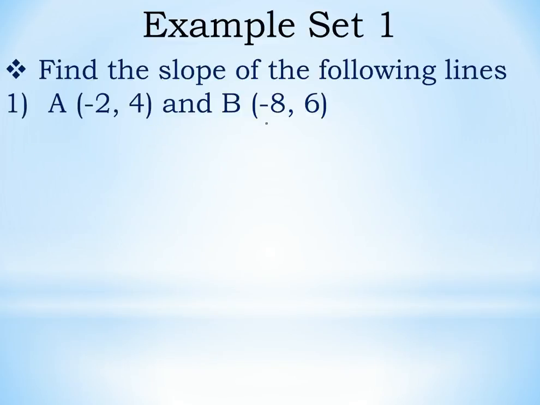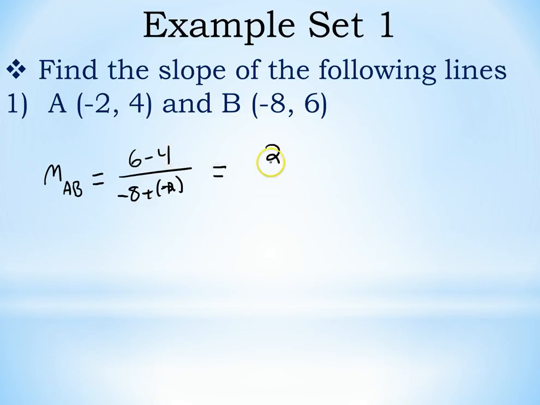So we want to find the slope of the following lines. A is from -2 to 4, B is from -8 to 6. So the slope of AB will be, let's do 6 minus 4 over -8 minus -2. It doesn't matter if you did it the other way around, if you did 4 minus 6 over -2 minus -8, as I'll show you in a second. So 6 minus 4 is 2. This becomes a plus. -8 plus 2 is -6, so we get a -1/3 for the slope.